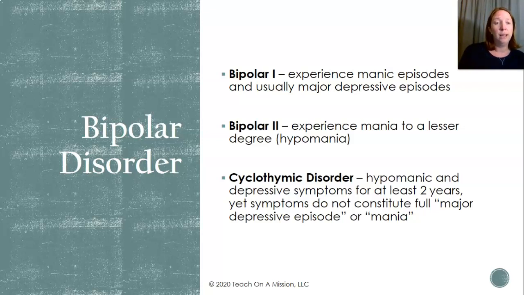Cyclothymic disorder is hypomanic and depressive symptoms that last for at least 2 years, but never quite reach that major depressive episode or that full mania episode. However, within these highs and lows, again, that person may still feel fine, but they would still need to seek help because they are likely at a greater risk for bipolar 1 or 2.